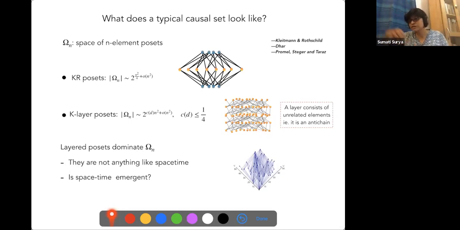I mean, it can reach out really far high up the light cone, and so these are very, very non-manifold-like. So what you're seeing is that these subdominant things are also non-manifold-like. So basically, you have this set of layered posets which absolutely dominate the space of all possible causal sets.